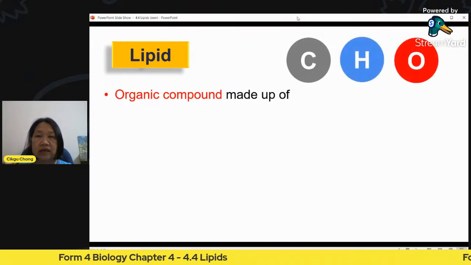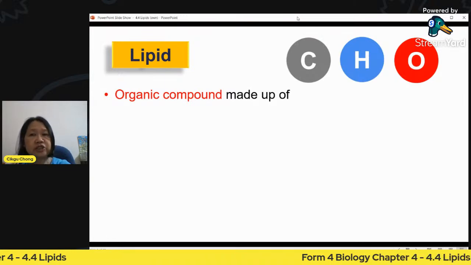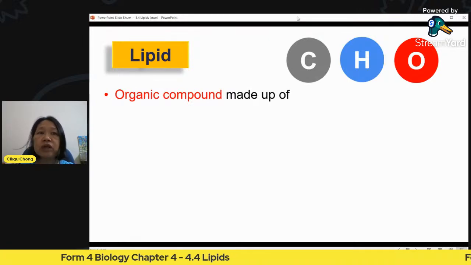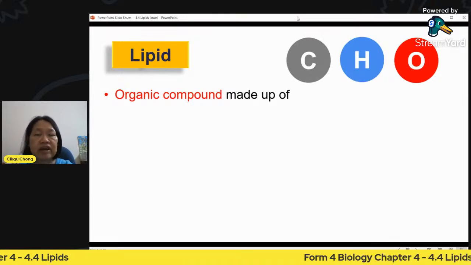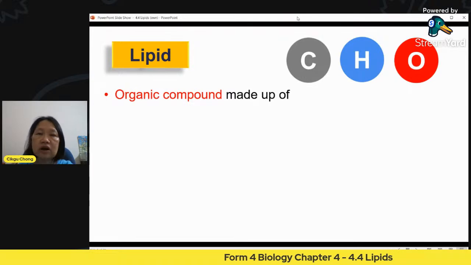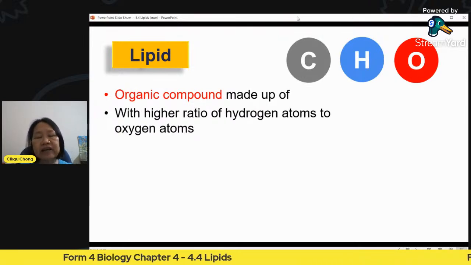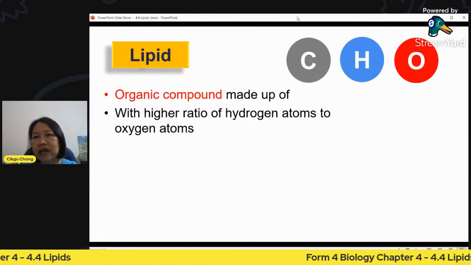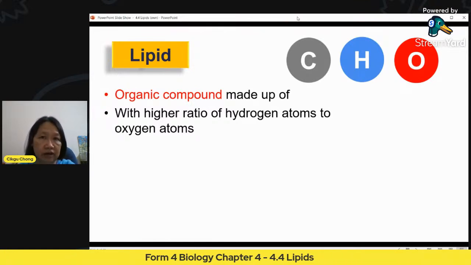However, the ratio of carbon, hydrogen, and oxygen is not the same as the ratio for carbohydrate that you've learned earlier. If you do not remember what the carbohydrate ratio was, you can go back and look at the video on the composition of carbohydrates. So lipid has a higher ratio of hydrogen atoms compared to oxygen. Oxygen is far too few compared to the number of hydrogen atoms.